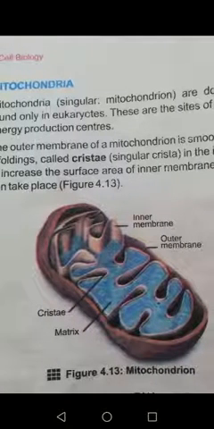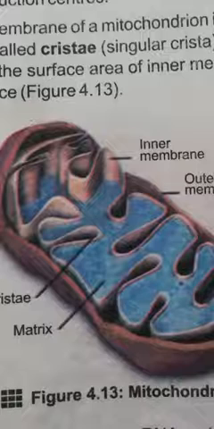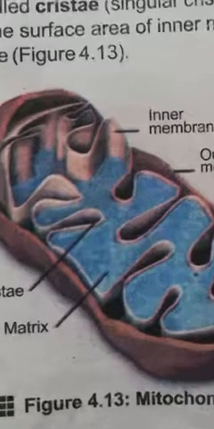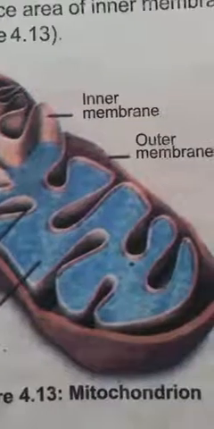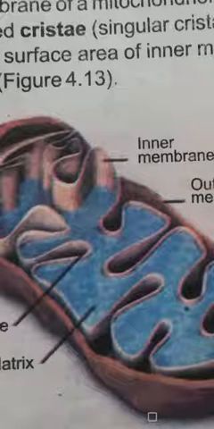Next paragraph is about its structure. As we have discussed, it is made up of two membranes. The outer membrane is smooth, and the inner membrane is present in the form of enfoldings. These enfoldings are very important, and when the inner membrane forms the enfoldings, they are called the cristae.